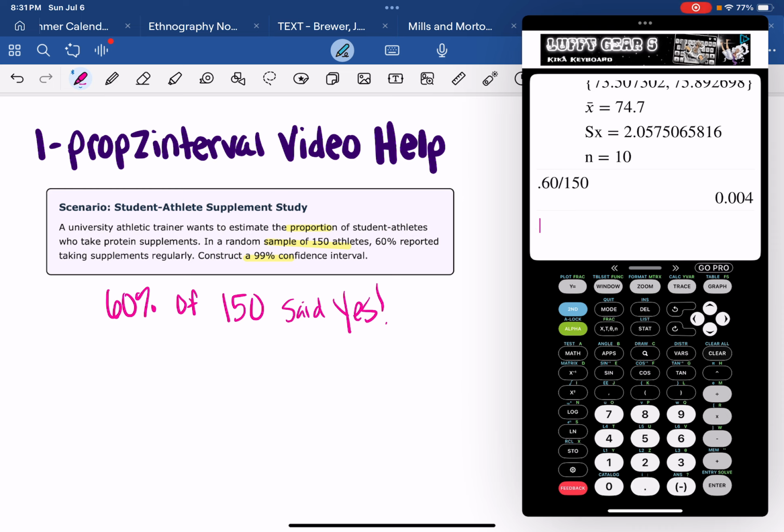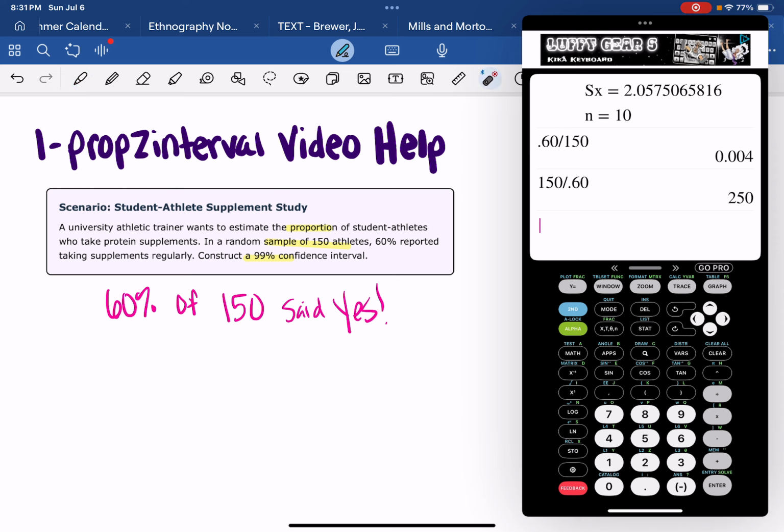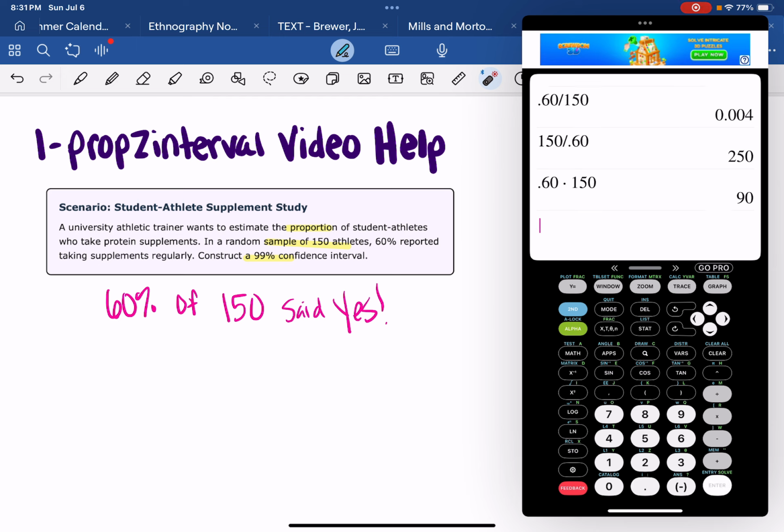We could try switching those values and see what we get. 250. Would it make sense to say 250 people out of 150 said yes? Doesn't make sense because that's too many people out of your sample size. So that doesn't work either. The next thing we could try, multiplying 0.60 times 150, and we get 90. Does that make sense? If we think of half of 150 is 75, we know it's a little bit more than 75. 90 in this case makes sense.